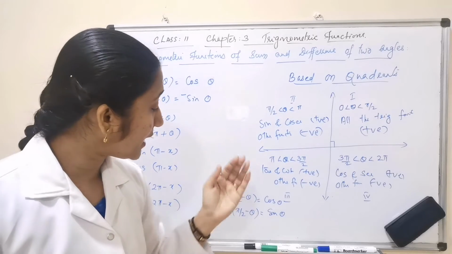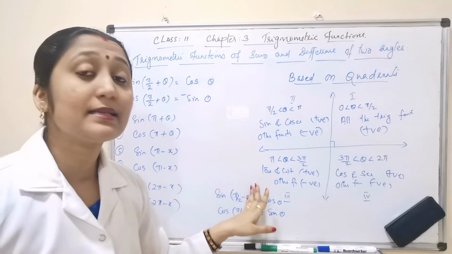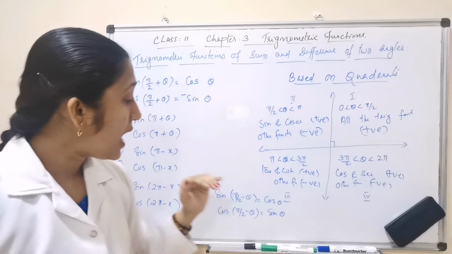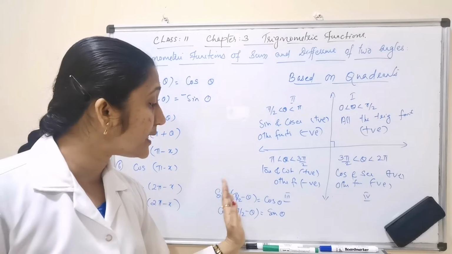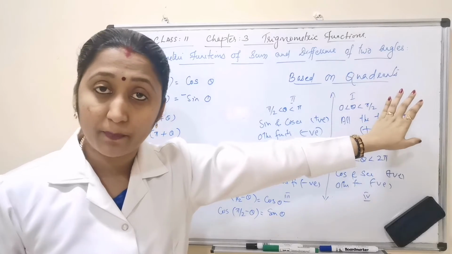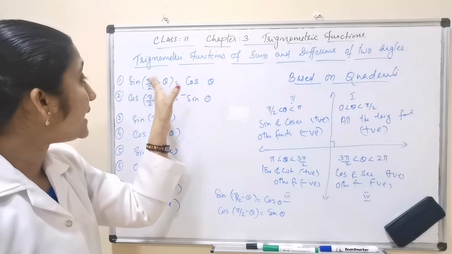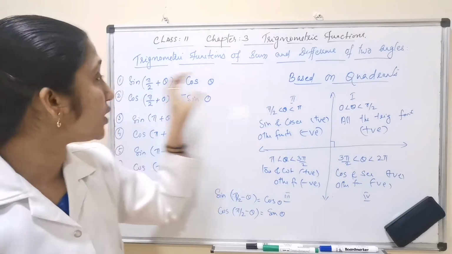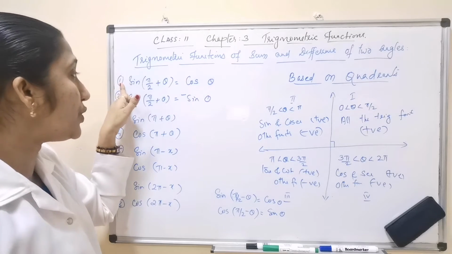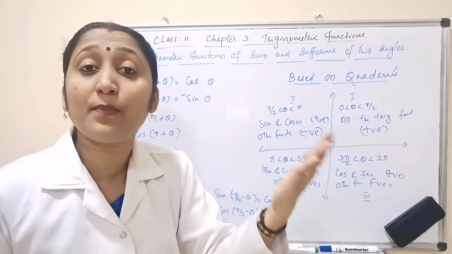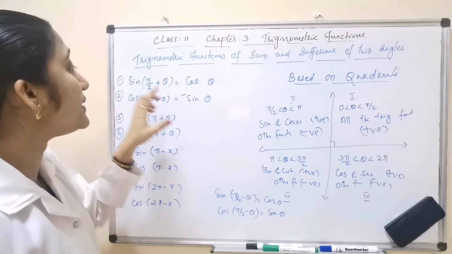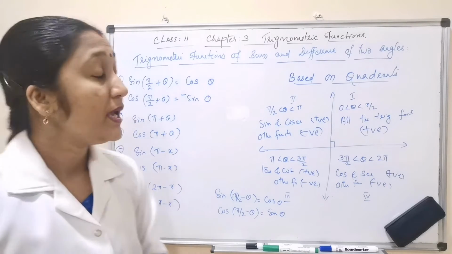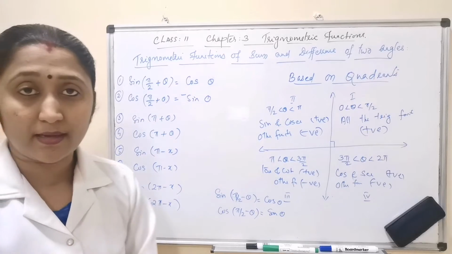So once more, sin of 90 minus theta is cos theta and cos of 90 minus theta is sin theta, because this lies in the first quadrant. But here 90 plus theta is in the second quadrant, so the sin value will be positive. So sin of 90 plus theta is cos theta, and cos is negative, so cos of 90 plus theta is minus sin theta.